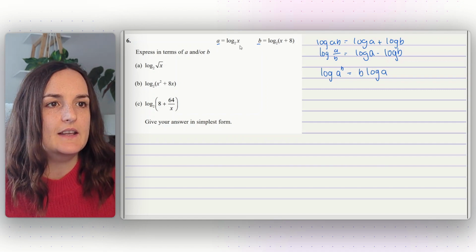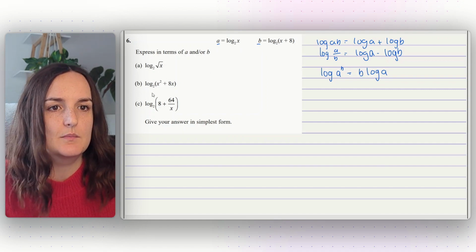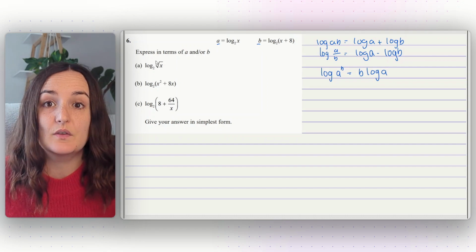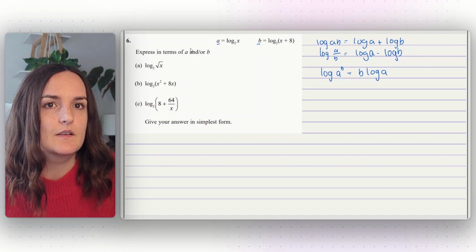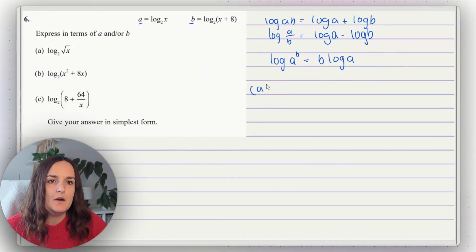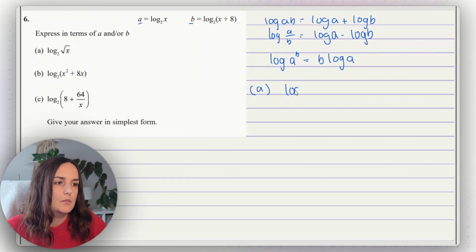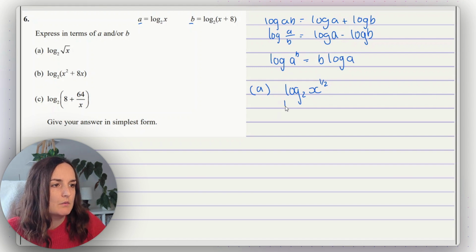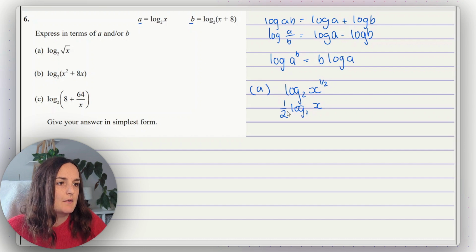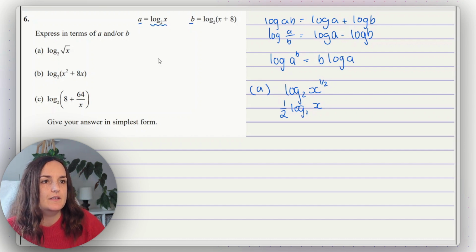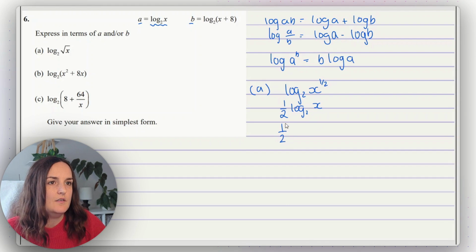So we're really looking to see if we can change things in terms of powers, if we can write things as two things multiplied together or divided. Let's look at it in those terms. So for part a, we've got log base 2 root x. Now we know we can write x to the power of a half, so we want a power there. We can use our power rule, and then because of our power rule, we can write this as half log base 2 x. So I've brought that power of the half to the front. And now we've got this in terms of a. So this is just half, because log base 2 x is a, half a, and you're done with part a.